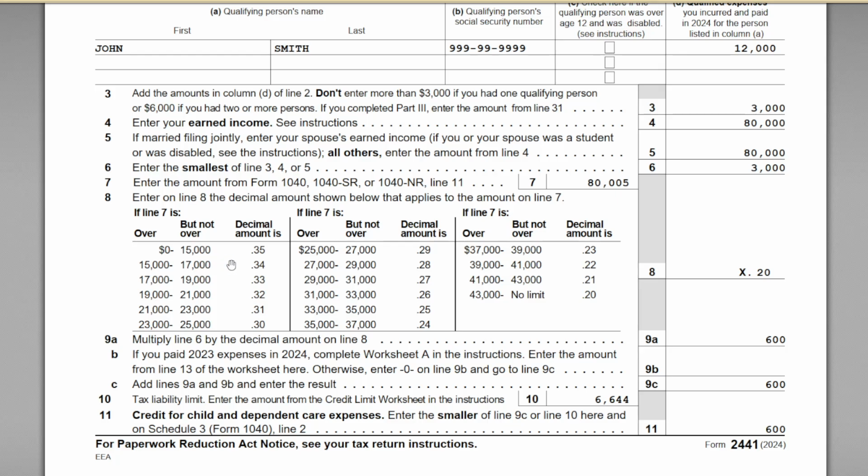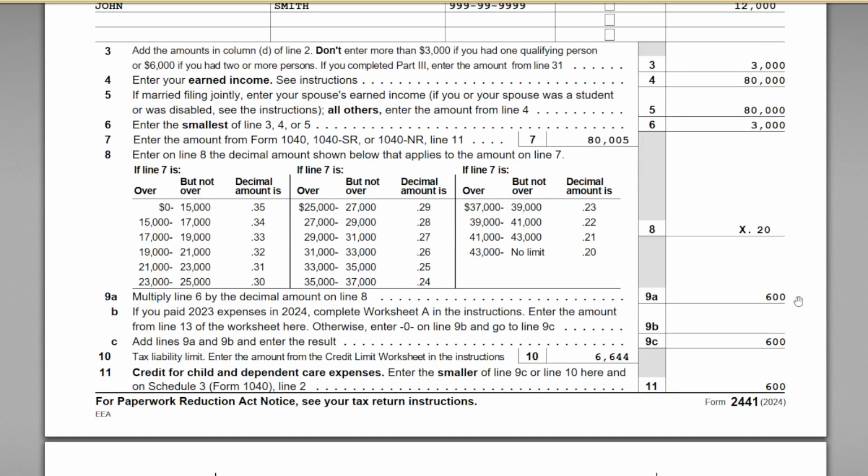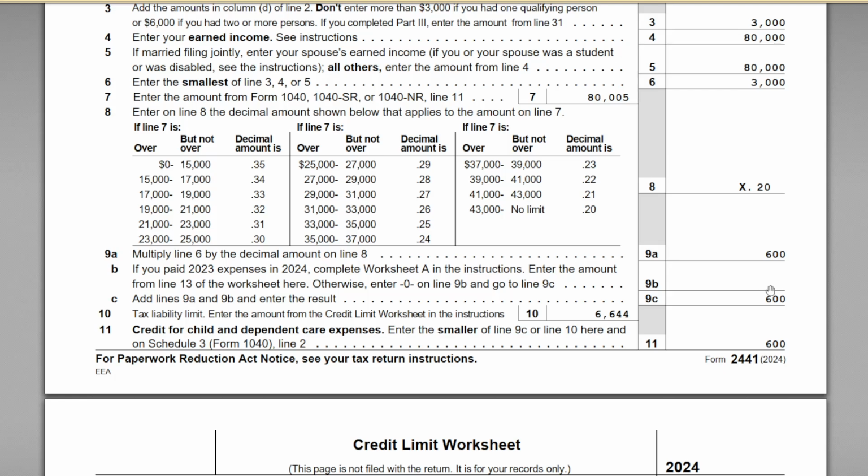The table, we are entering the decimal amount on line 8 depending on where that AGI falls. So the $80,000 figure falls within this range here, so $40,000 up to no limit. So the decimal amount for Jane is going to be 0.20. So 0.20 is entered on line 8. And then we go on down to line 9A, which is multiplying the $3,000 figure times 0.2, and we're left with $600.